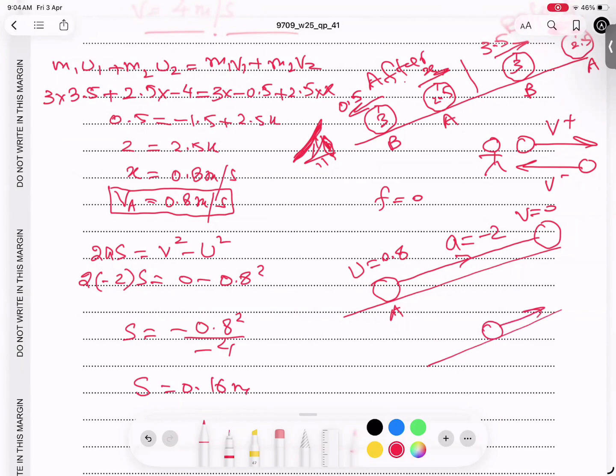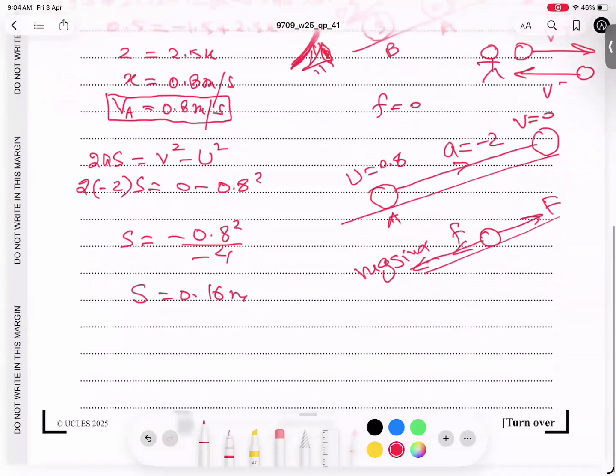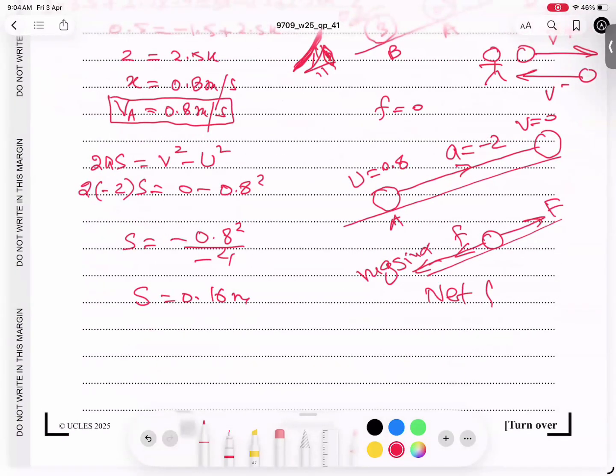Just for your understanding, I can prove it one time, okay? Further, I will not prove it. This is the applied force, this is the frictional force, and this is mg sin theta or alpha. But in the current situation, what is the formula? Net force is equal to ma.